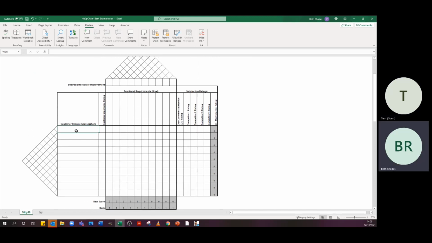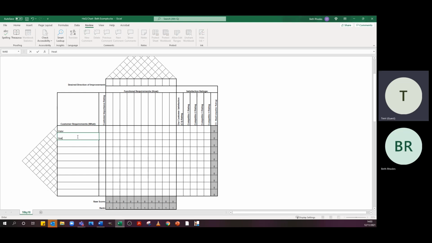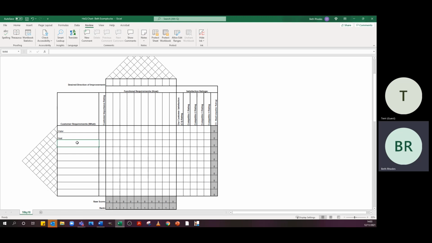Requirements are? Water. Fantastic. So the customer's going to require water to have a bath. What else are they going to require? They're going to require heat to heat the water. Fantastic. They're going to require a bath.